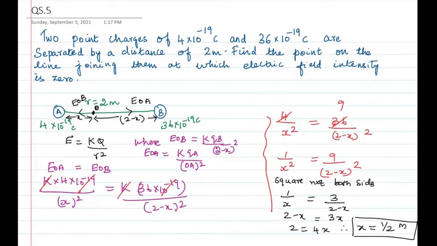So what we conclude is that at a distance of 0.5 meters from A, the electric field will be 0. Similarly, at a distance of 2 minus 0.5, that is 1.5 meters from B, the electric field intensity will be 0. So at a distance of 0.5 meter from A to this point O, the field will be 0.